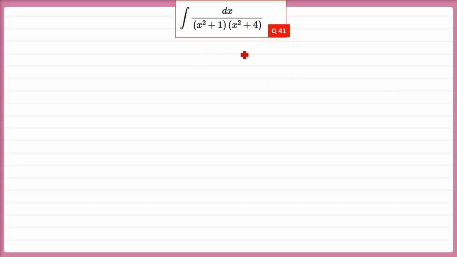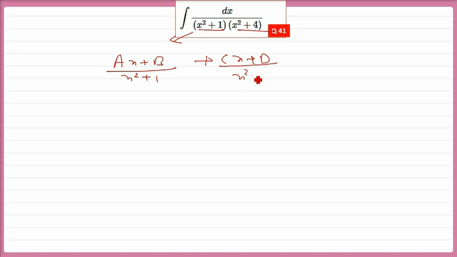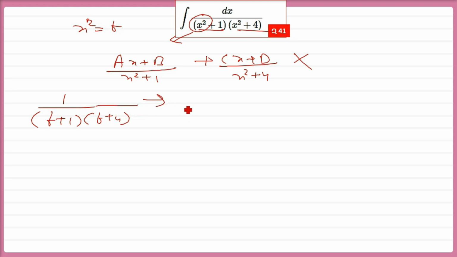Alright, now dx divided by x square plus 1 and x square plus 4. So there will be a question coming like this, but normally what we'll do, let's take x square equals t, or rather x square plus 1 is already there, so we'll put ax plus b in the numerator. In x square plus 4, we can take cx plus d. Now, this is not the correct way. This is not the good way, but you can take x square equals t. You don't have to differentiate x square and t, because if you differentiate, a separate x will come. So, it's better to just change x square as t.